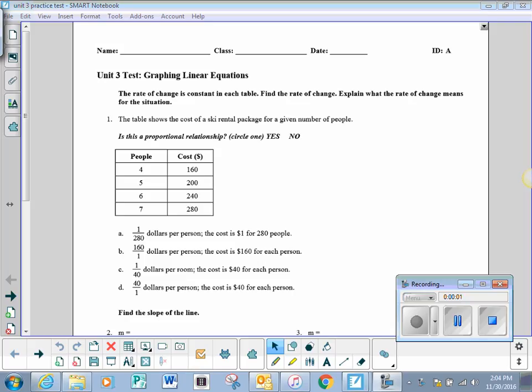The moment you've been waiting for, or maybe not, just here we go. Let's go over the unit 3 test, graphing linear equations.